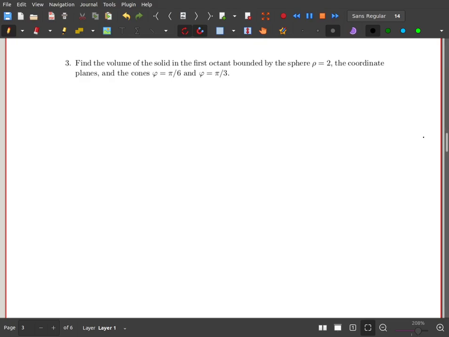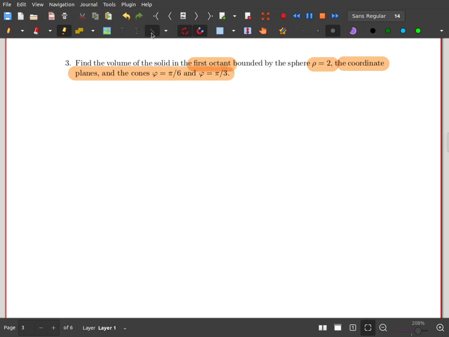All right, so let's take a look at question 3. In question 3, we want to find the volume of a solid in the first octant bounded by the sphere rho equals 2, the coordinate planes, and the cones phi equals pi over 6 and phi equals pi over 3. Okay, so let's look at the question. The solid is in the first octant, and it's bounded by the sphere rho equals 2, the coordinate planes, and then the cones.